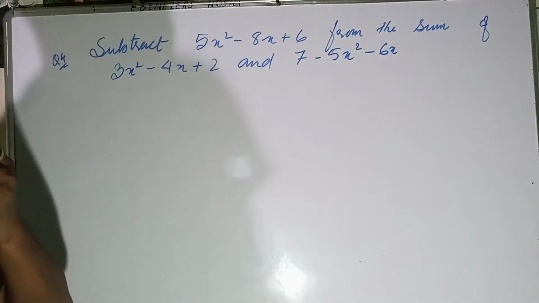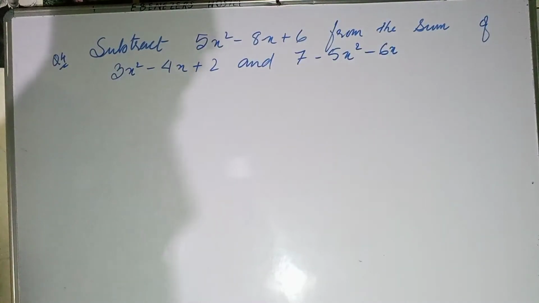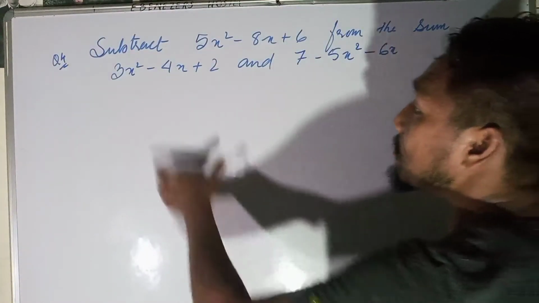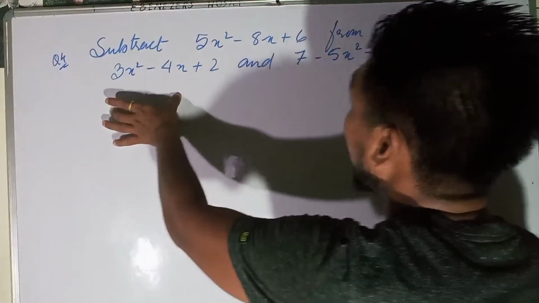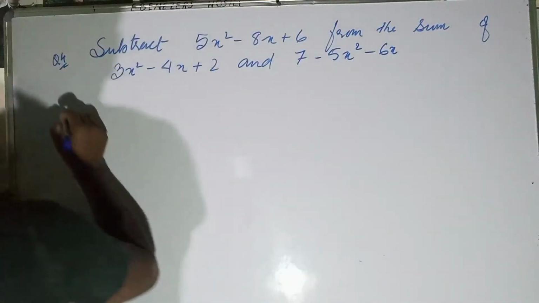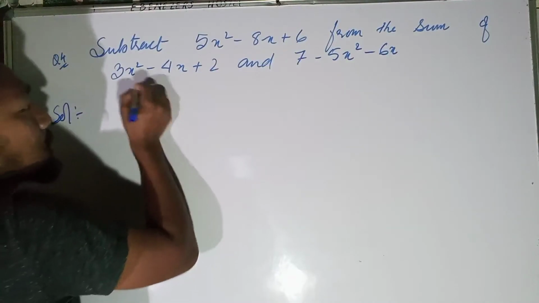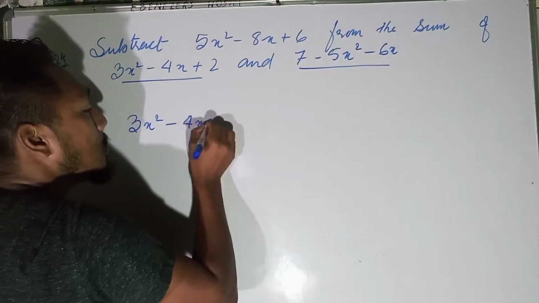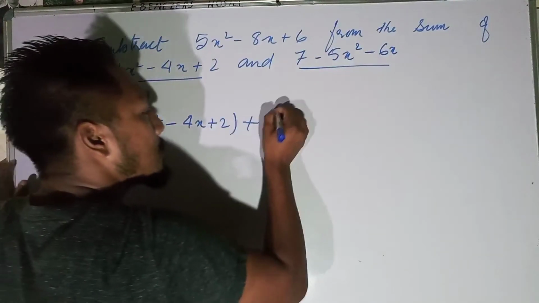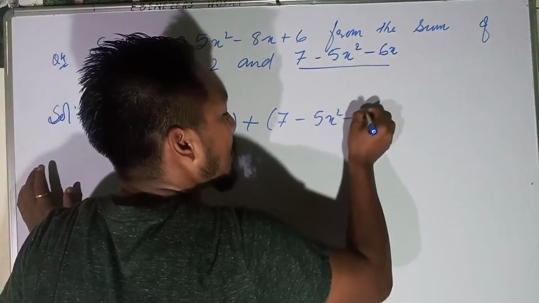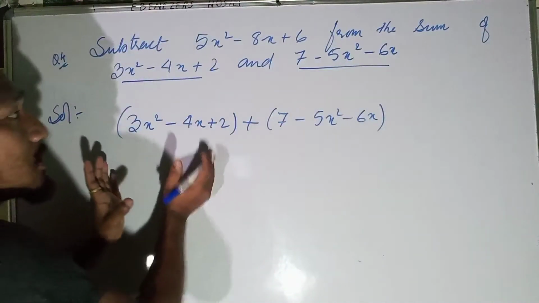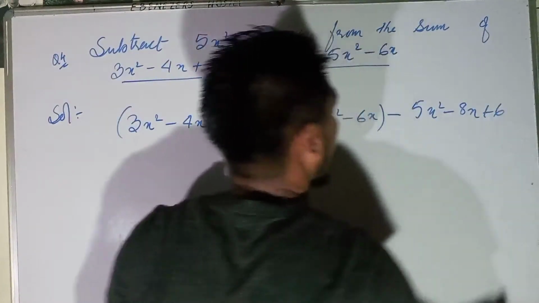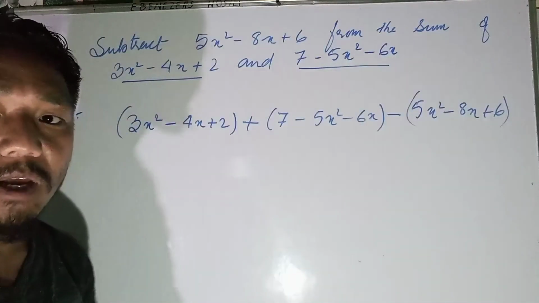Okay, so this is our next question. That is question number 4. Subtract 5x squared minus 8x plus 6 from the sum of 3x squared minus 4x plus 2 and 7x minus 5x squared minus 6x. Okay, from the sum. First of all, we will do this addition. We will sum up these 2 expressions and then we will subtract this one from it. Okay, so our solution is what? First of all, we will sum up these 2 expressions. That is 3x squared minus 4x plus 2, bracket close, plus 7x minus 5x squared minus 6x. Subtract from this sum the expression 5x squared minus 8x plus 6. Okay, bracket close.